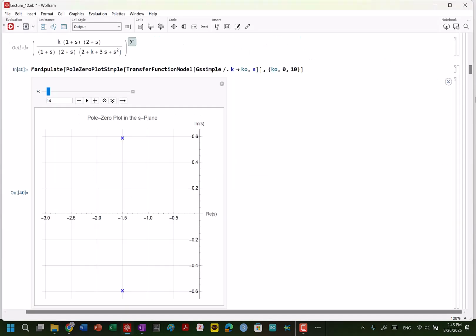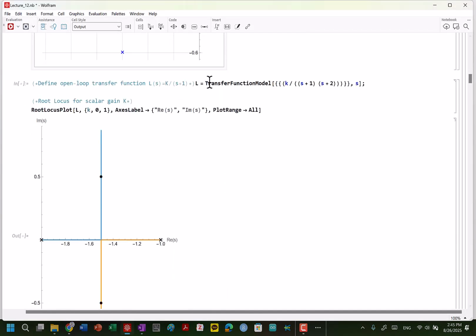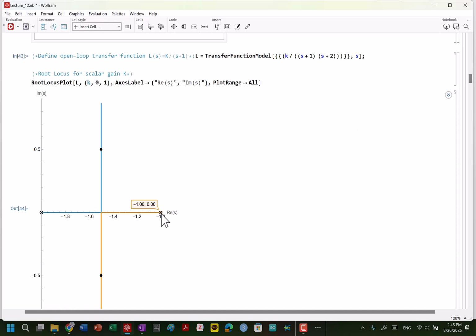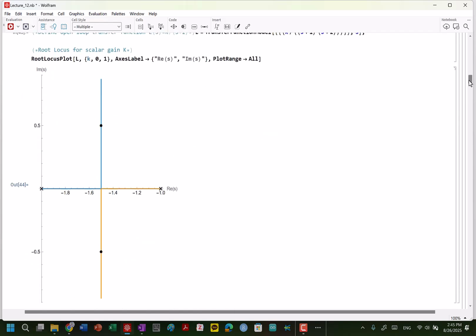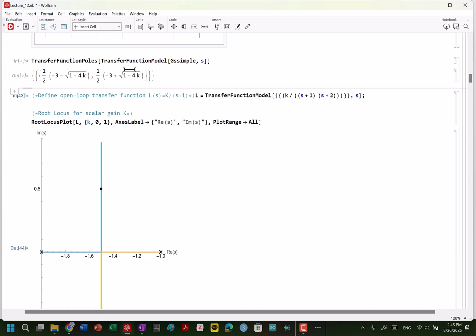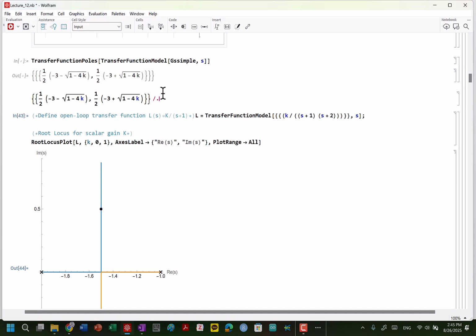Now let's plot that in our root locus. That's our transfer function model, and we can look at the root locus plot and see the motion of those poles. We're initially real. Let's come back here, because I think it's very helpful to visualize this. We just visualized it, but let's look at the numbers. I'm going to take this whole thing out and say slash dot K goes to 0.